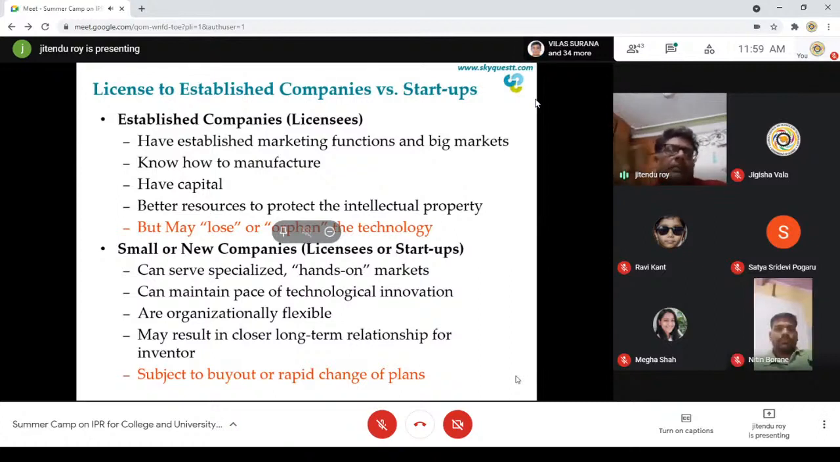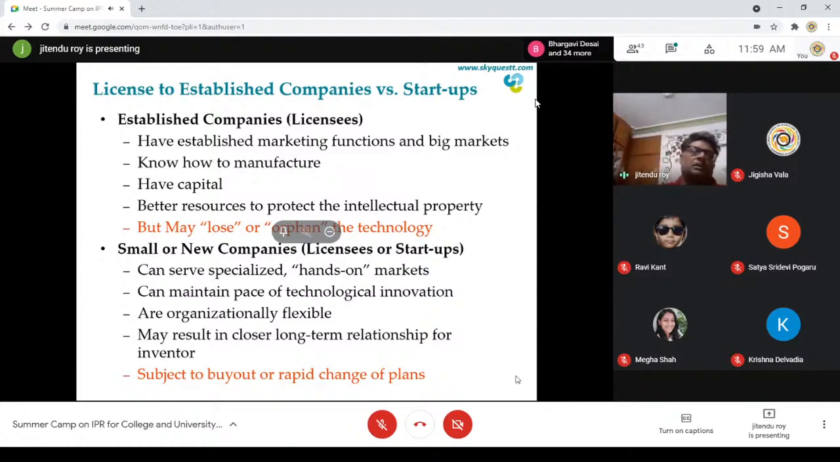Now this is the important part, how the startups part. The startups can serve specialized hands-on markets, can maintain pace of technology innovation. If you work in a spin-off or a startup, they have a more flexible team and are organizationally flexible, and may result in a long-term relation for the inventor.